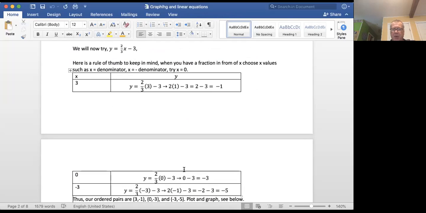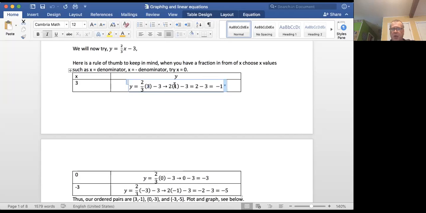Then you'll see on the PDF, we try y equals 2/3 x minus 3. One thing to note is if there's a fraction in front of the x, one thing you can do is consider using the denominator, negative the denominator, and 0. Why the denominator? Because when I plug the denominator of 3 in, it cancels this 3 with this 3. It cancels out the denominator.